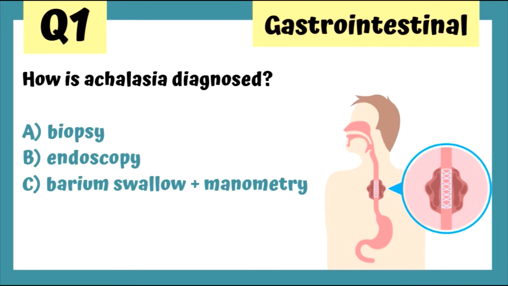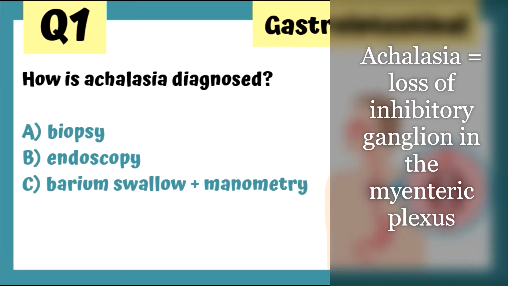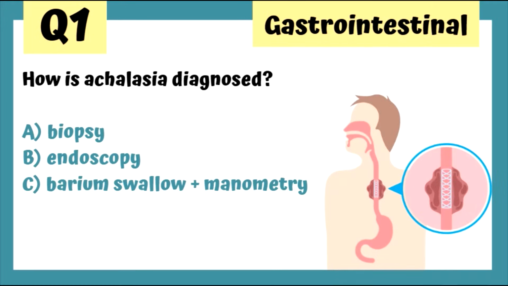How is achalasia diagnosed? Achalasia, as we recall, is loss of inhibitory ganglion in the myenteric plexus of the esophagus, so patients have difficult time swallowing both solids and liquids. How is it diagnosed? With biopsy, endoscopy, or barium swallow and manometry? And the answer is barium swallow and manometry.